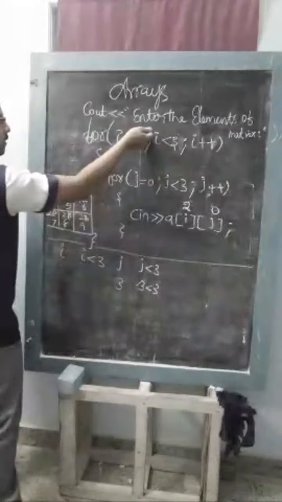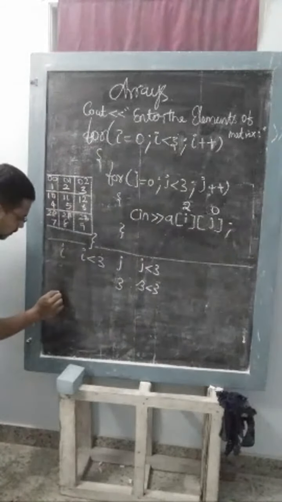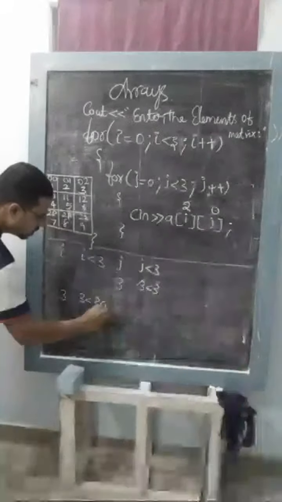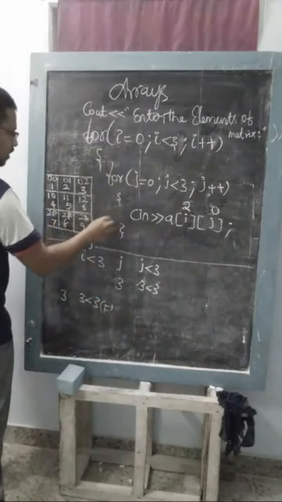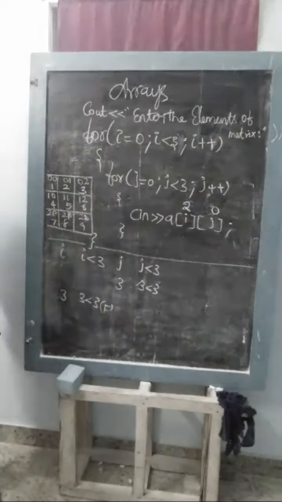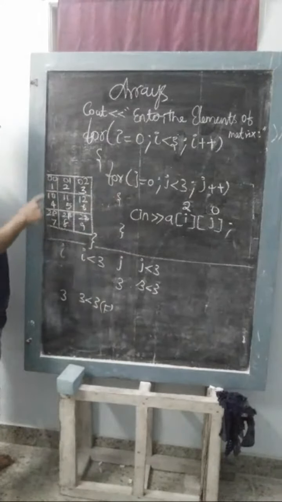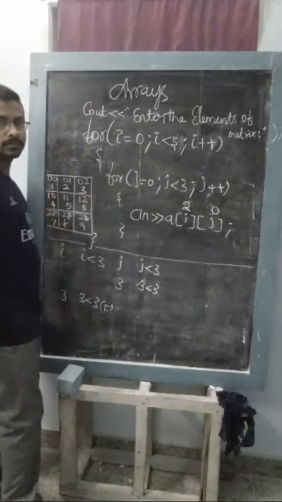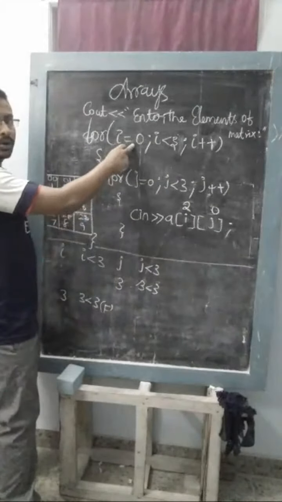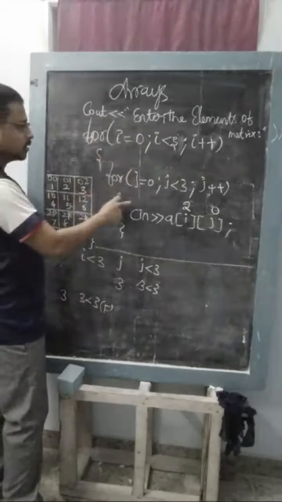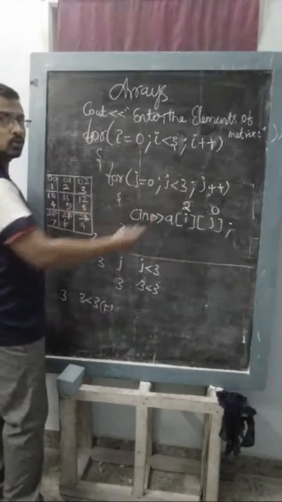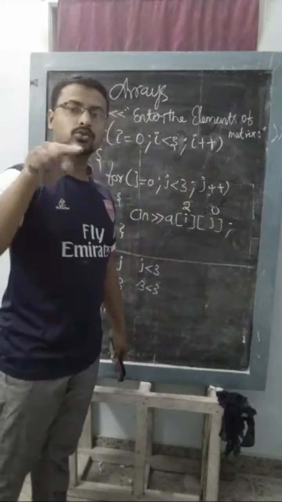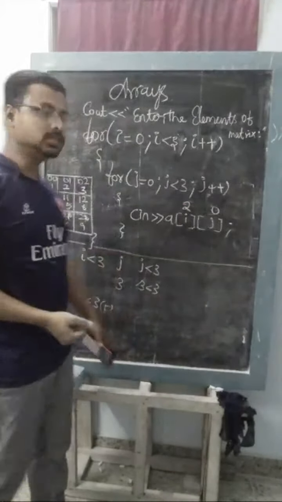J value will be incremented, that means it is 3. 3 less than 3, the condition is false. It will come out of the loop. And 9 values we stored because it consists of 3 rows and 3 columns. It is starting from 0, 1, 2, here 0, 1, 2. Totally 3 rows and 3 columns. The 3 into 3 elements, that is 9 elements, will be stored.